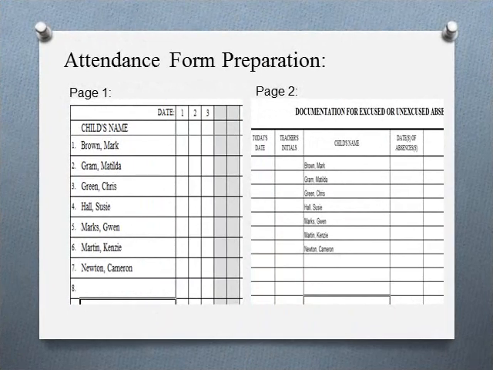For the purposes of this training, we will be using a fictitious Head Start Center, staff, and children. Before the beginning of the new month, both pages of the attendance form are prepared. The roster is typed on each page in alphabetical order, last name followed by first name.